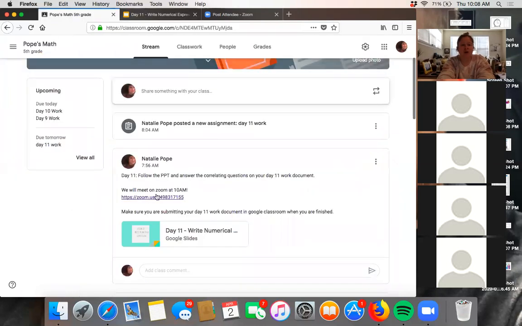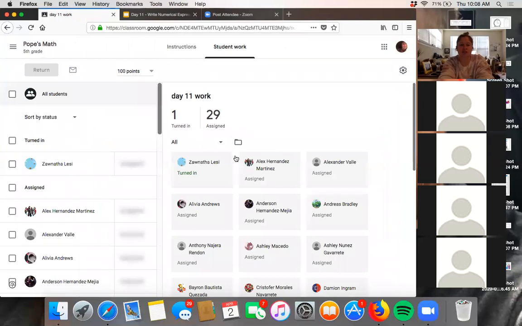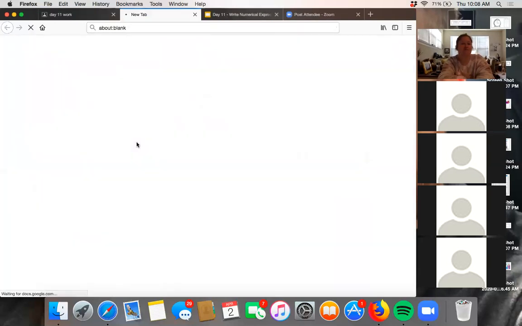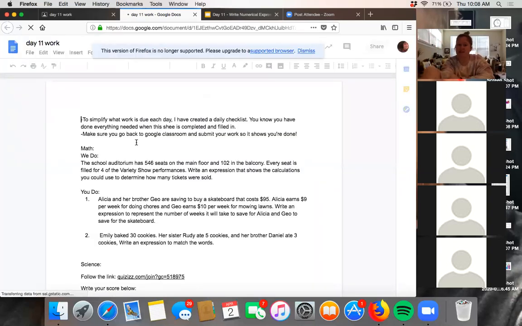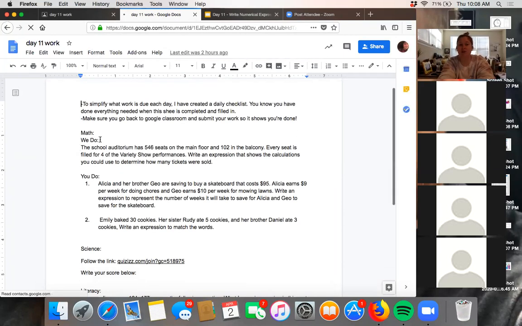Okay. So if I open up our work for today, it says day 11 work. So this is what you would turn in. And it's still set up the same way. It's going to say math, science, and then reading so that you know everything you need is on one page. Okay. So the next question is labeled we do, and it's right here. And then the 2 you do questions from our PowerPoint.